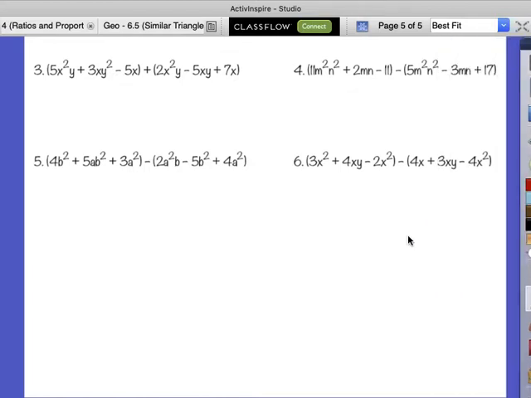Great. Okay. So that's 5x squared y plus 3xy squared minus 5x plus 2x squared y minus 5xy plus 7x. Well, our first step is to group our like terms together and to state what would come first. But we have some weird things going on here, don't we? We haven't had a mix of variables. So what's going to happen?